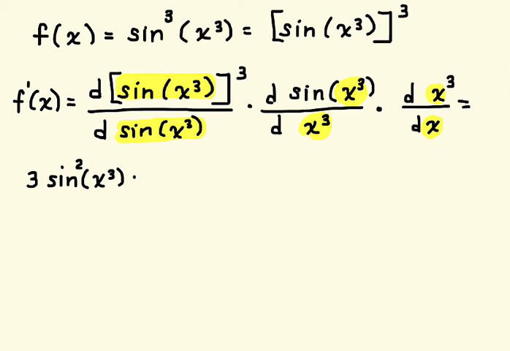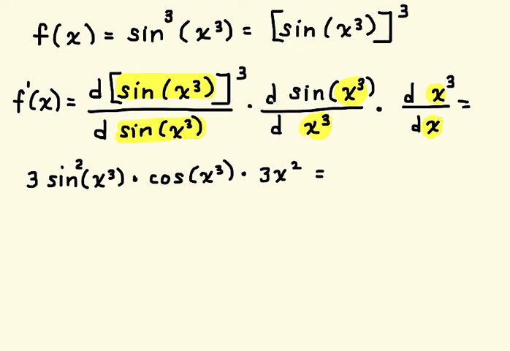And then this is multiplied by, and now we're going to do this one right here. This one is a sine function, and the derivative of the sine is the cosine. So the derivative of the sine of x cubed with respect to x cubed is the cosine of x cubed. So that's our next one. So we put cosine of x cubed. And then the last one right here is just the derivative of x cubed, which becomes 3x squared. So here you have it, but we're going to need to clean it up.